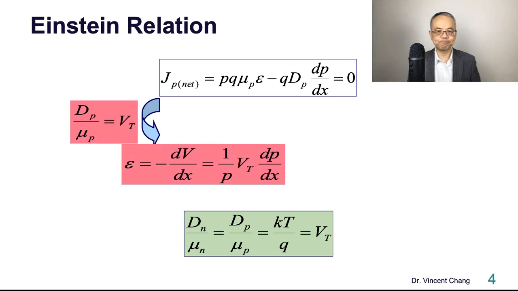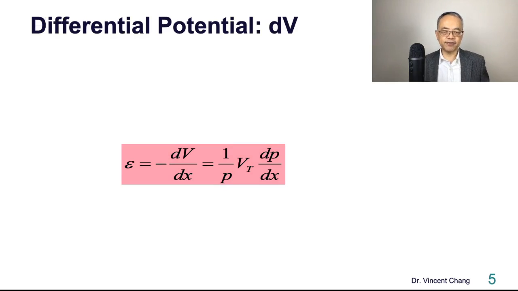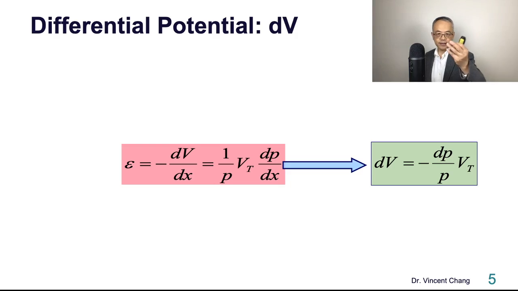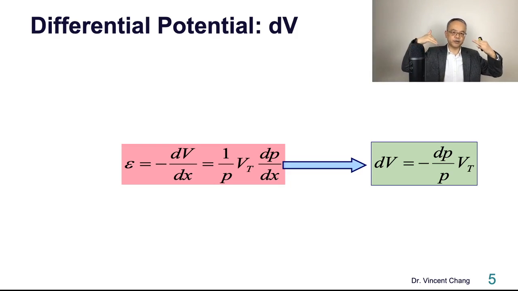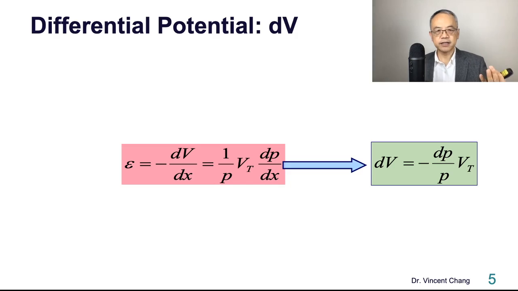we get this: VT over p times dp/dx. And then this is the equation for the built-in electric field. And then if you cancel out the dx from both sides, you get the dV in terms of dp. dV means the differential for potential. The dp means the differential for concentration.